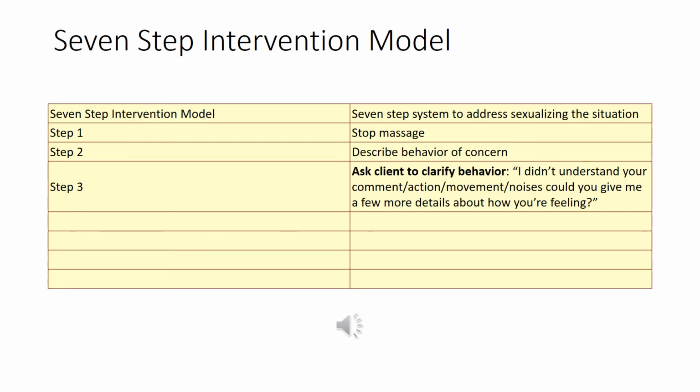In step number 3, you're going to ask the client to clarify the behavior. I didn't understand the comment you just made. Could you give me a few more details about how you're feeling? I didn't understand the action and the movements you've been making. Could you give me a few more details about how you're feeling? Or maybe, I didn't understand the noises you've been making. Could you give me a few more details about how you're feeling?